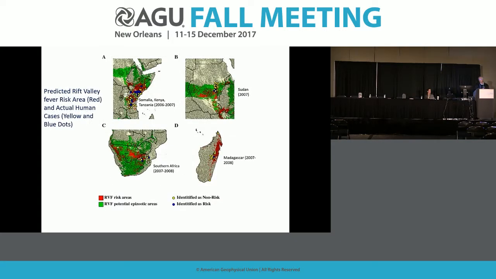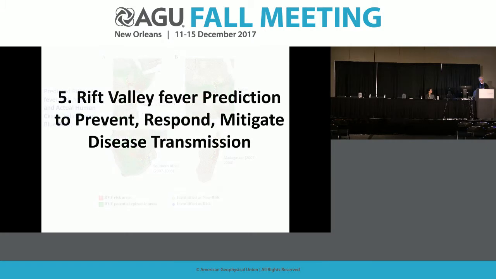This slide shows spatially in red where our risk areas were delineated and put out. The dots indicate human cases, and spatially, we were also quite effective in identifying where they were going to occur. So both when they were going to occur, and where. Then the next step is, so what do you do about it?